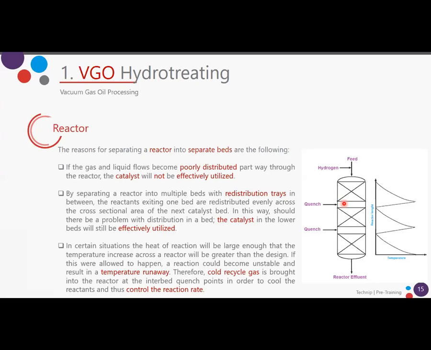Two question paragraph between reactor length and temperature. Explain.